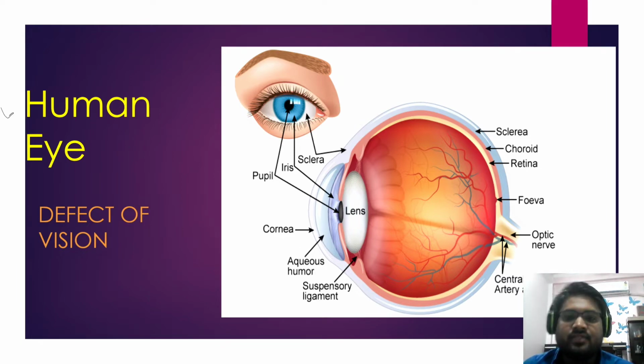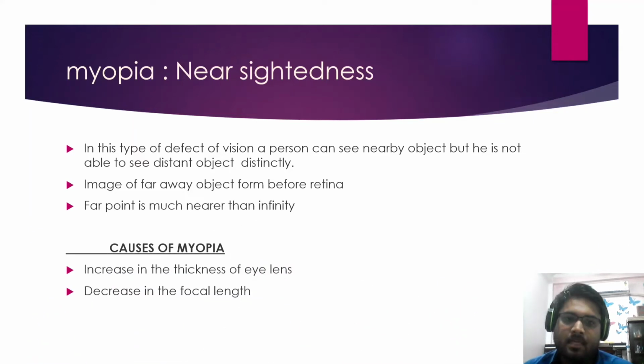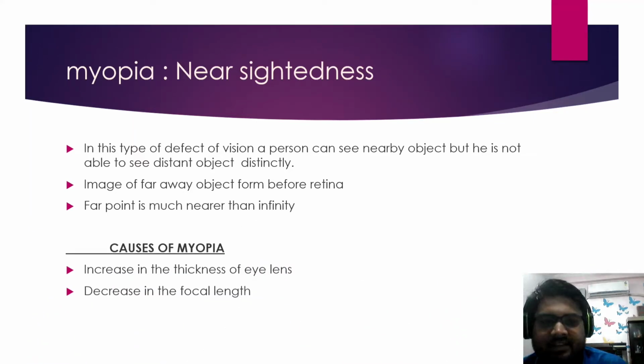So the first defect of vision is myopia. It is also known as nearsightedness. In this type of defect of vision, a person can see the nearby object clearly, but he cannot see the faraway object distinctly. This happens because the image doesn't form at the retina, but it forms before the retina. The far point is much nearer than infinity. So the cause of myopia is the lens thickness becomes too large or the focal length becomes too small.